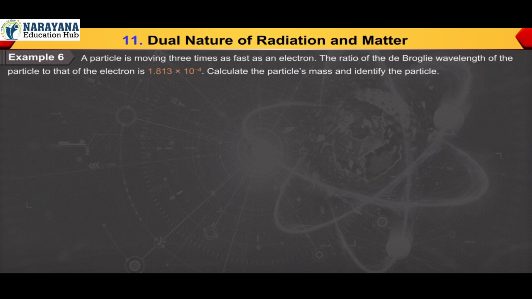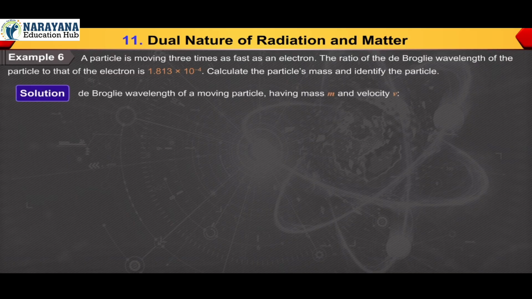Example 6. A particle is moving 3 times as fast as an electron. The ratio of the de Broglie wavelength of the particle to that of the electron is 1.813 × 10^-4. Calculate the particle's mass and identify the particle.